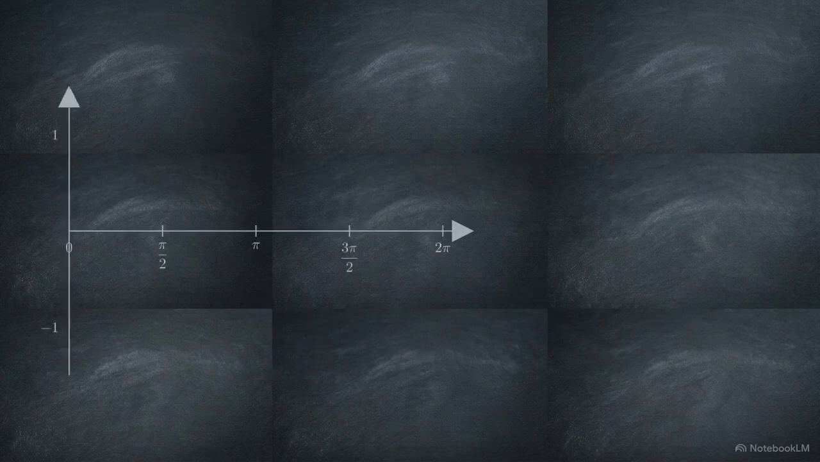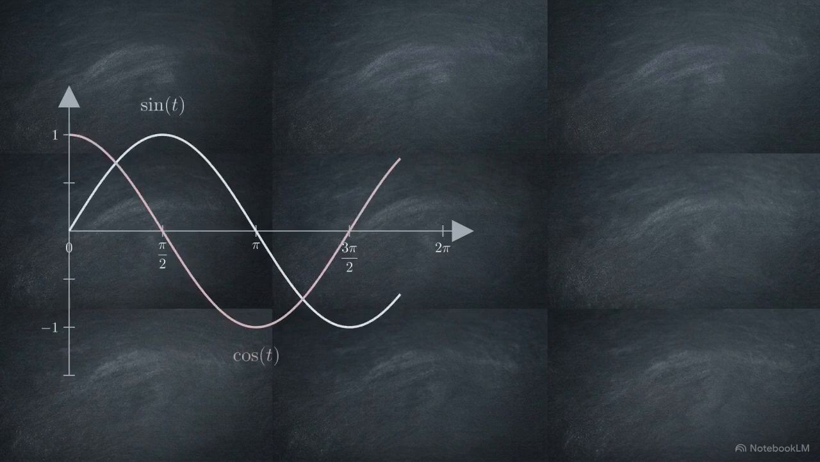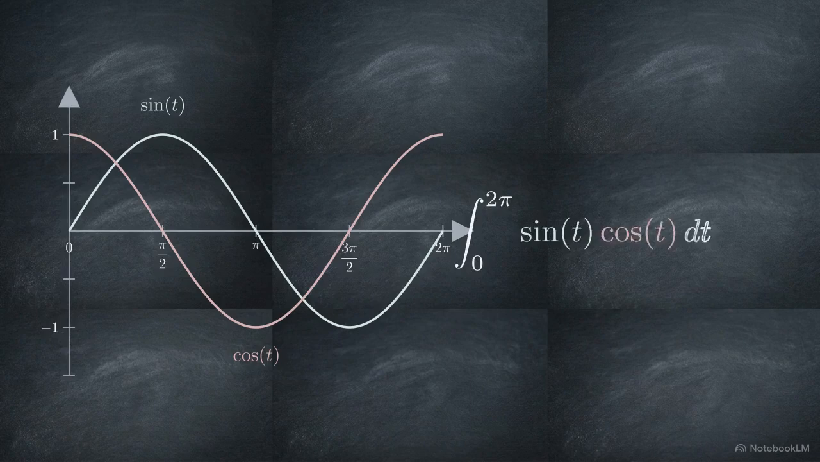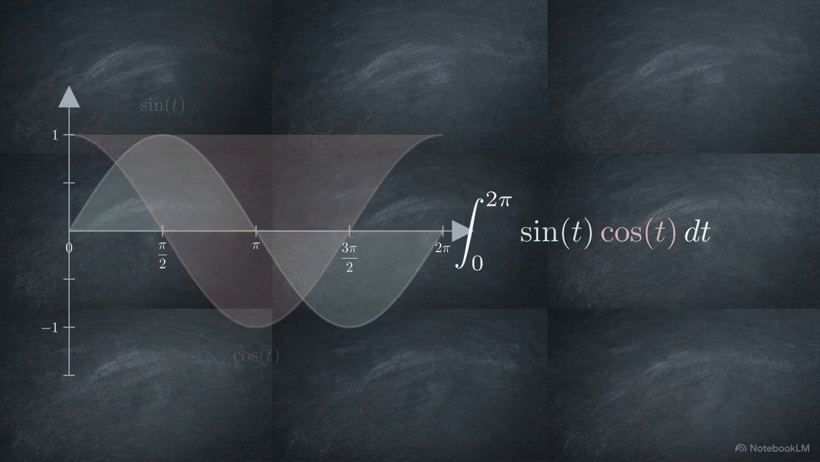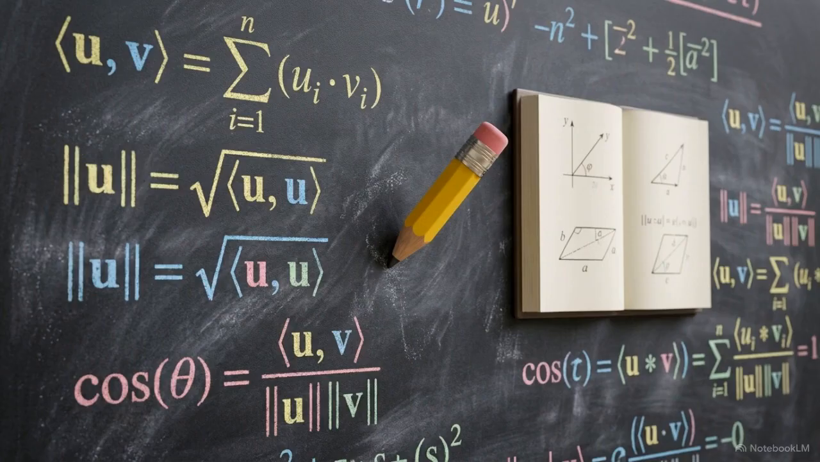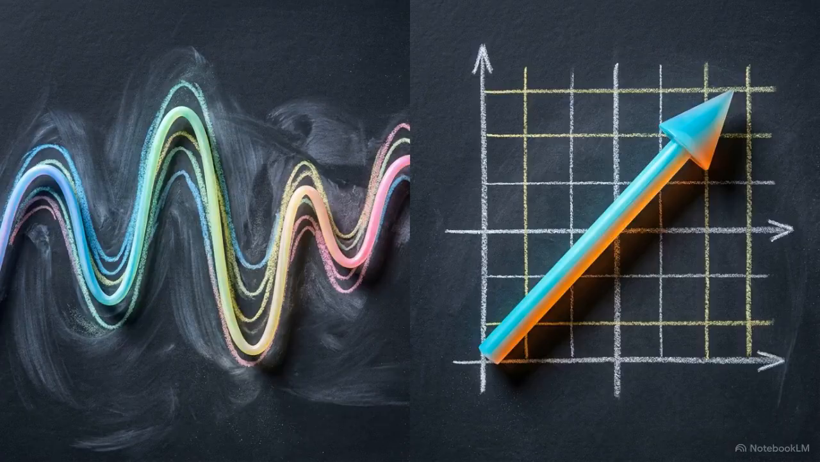This chart shows the sine and cosine waveforms plotted over the interval 0 to 2 pi. If we calculate their inner product using an integral, the positive and negative overlapping areas cancel out entirely. The integral evaluates to 0, proving these continuous waveforms are orthogonal. Because the geometry of these sets is defined strictly by the algebraic rules of the inner product, we can manipulate complex continuous waveforms using the exact same math we use for simple three-dimensional arrows.